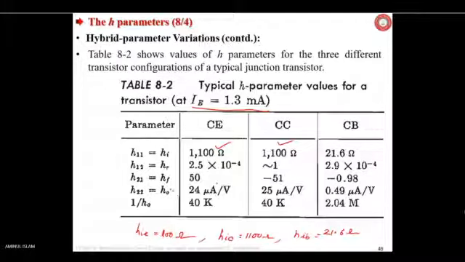HO is what? Output conductance. 1 upon HOE is output resistance. So here you see that CE and CC configuration is having 40K, whereas CB is 2.04 mega ohm. This is kilo ohm, that is mega ohm. So here also we see that for amplification purposes, whatever we have discussed, CE and CC is going to be better in that angle, if you think.